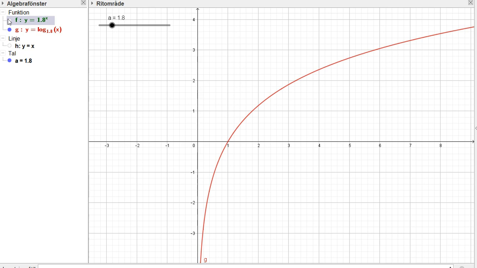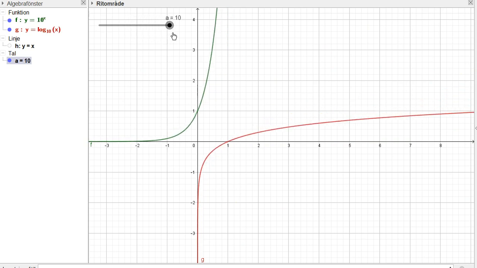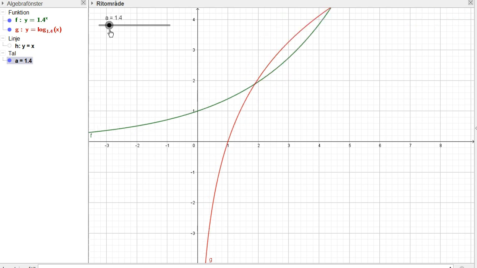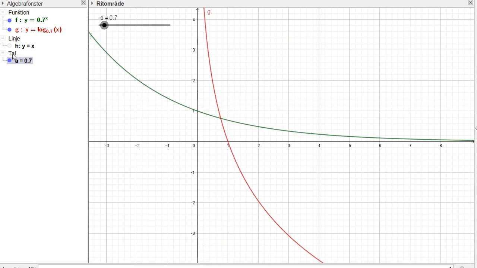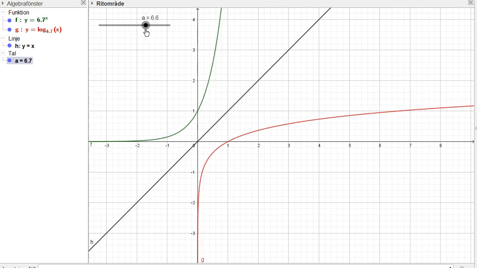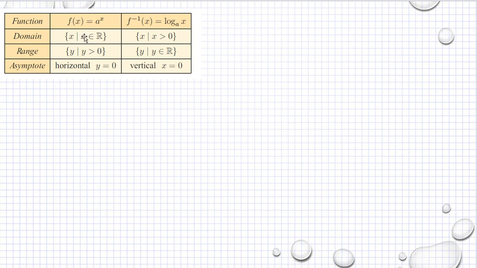So if I'm going to put them together, you can see that they are inverses of each other, and if I put in the middle there y is equal to x, you can see that they are the mirror of each other. Okay, to summarize, for the exponential function, the domain is all x in real numbers, and the range is when y is greater than 0.